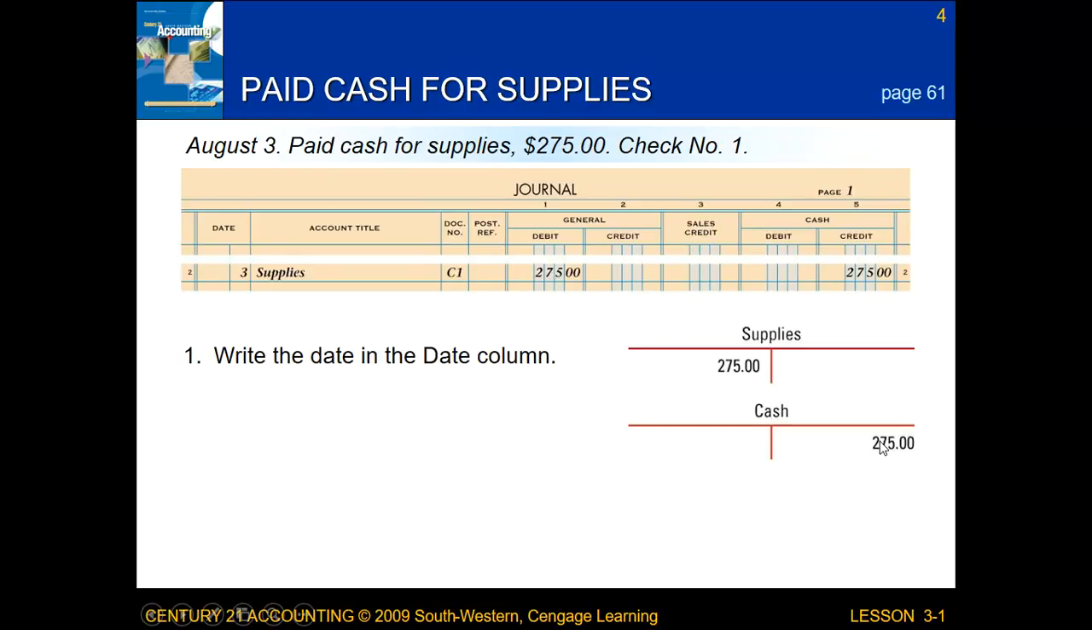My first step is to write the date in the date column. Since it's the second transaction of August, I don't need to write August again. I can just write in number 3 for August 3rd. Only the first transaction gets the year and the month. The rest of them get just the day of the month. If I have 2 transactions on one day, I do need to write the day again. So if I have another August 3rd transaction below this, I would write 3 again.